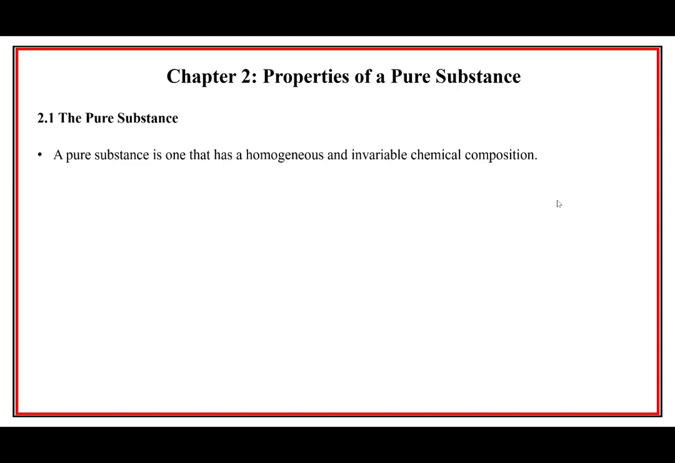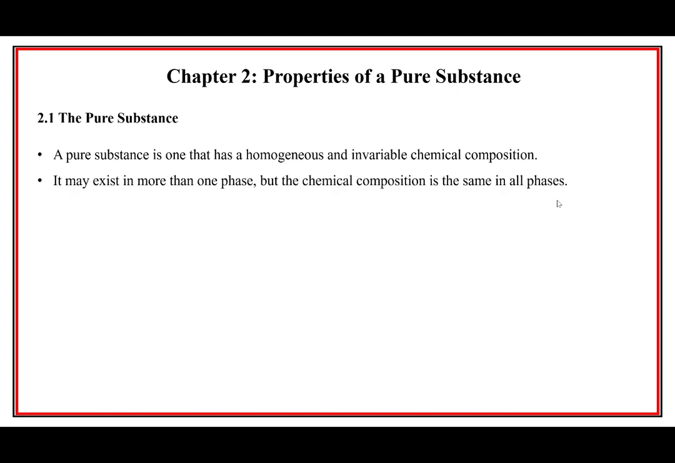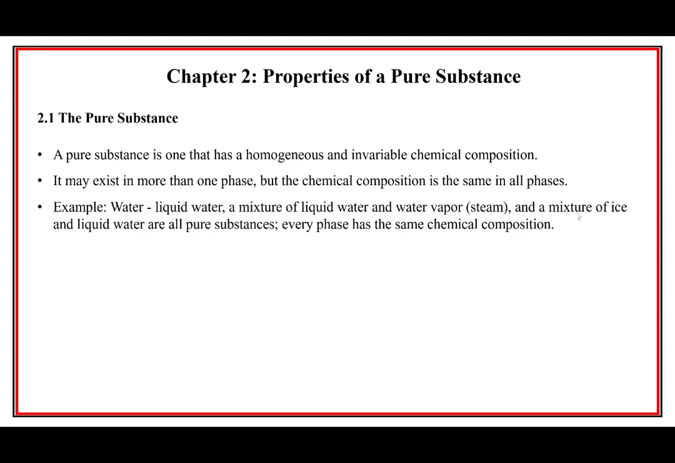So here's the definition. A pure substance is one that's homogeneous, right? It's the same everywhere in it. It doesn't have discontinuities, that kind of thing. And it has the same chemical composition. It can be a bunch of different phases, but that chemical composition doesn't change for different phases. Water is a classic example. It's the one we'll probably do the most with, and air.